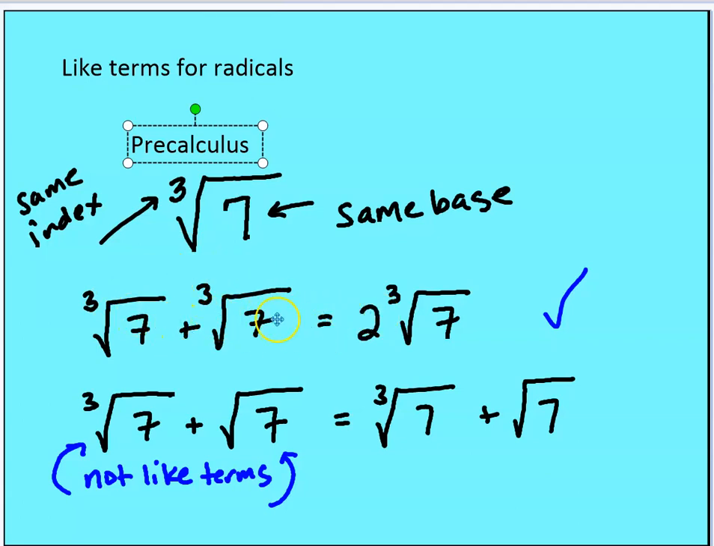Multiplying is a different story. So 2 times the cubed root of 7. That's okay. If I have the cubed root of 7 plus the square root of 7, there's nothing that I can do because these are not like terms. You cannot add terms that are not like together or subtract. You have to keep them separate.